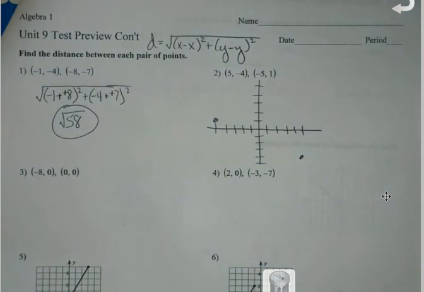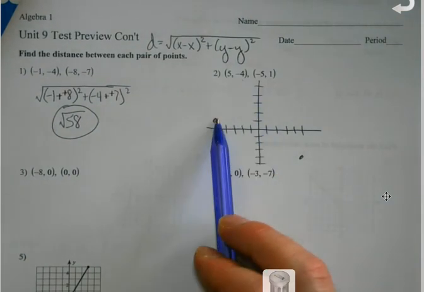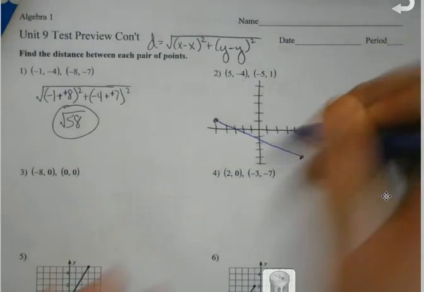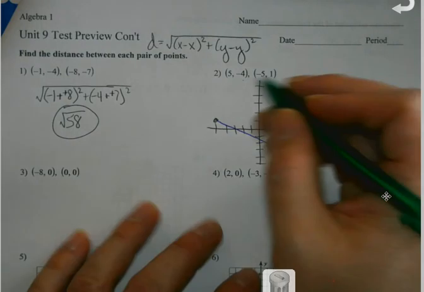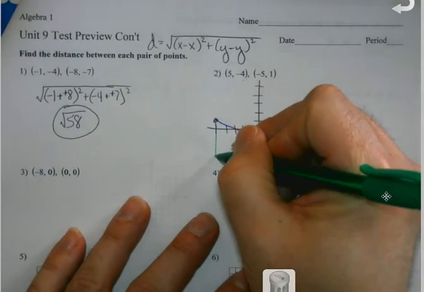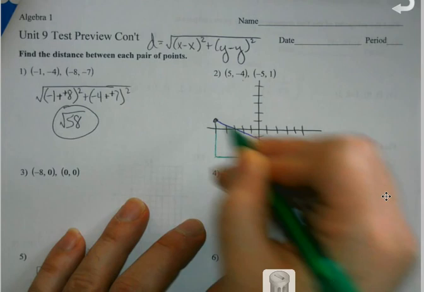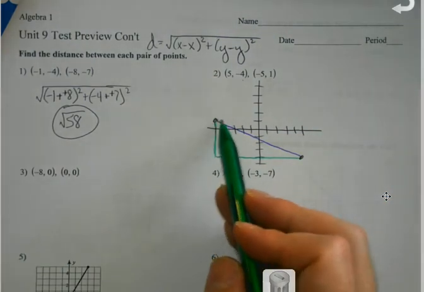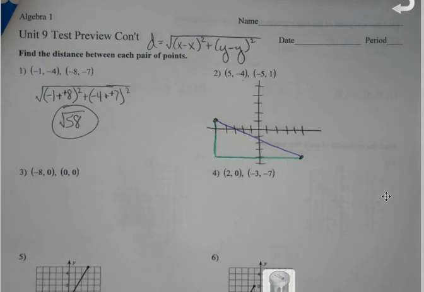I'd plot my 2 points at right 5 and down 4, and left 5 and up 1. I would connect those two dots. That's what I'm looking for. But then I would go ahead and form a triangle between those 2 points. And it doesn't matter which way you go. If you'd have gone over here and then down, you'd get the same answer at the end.